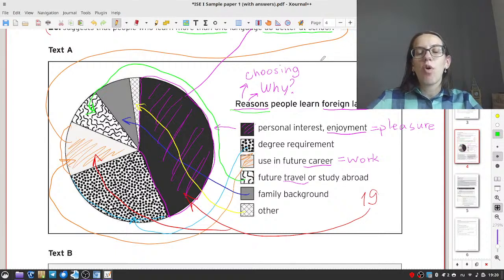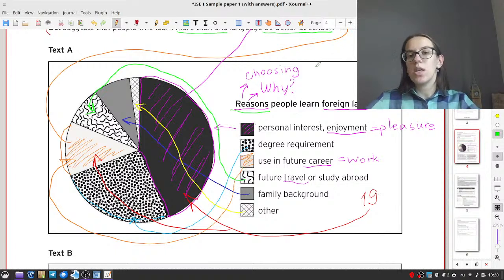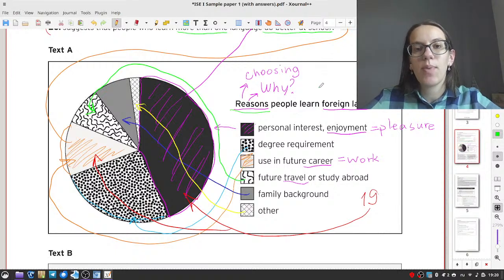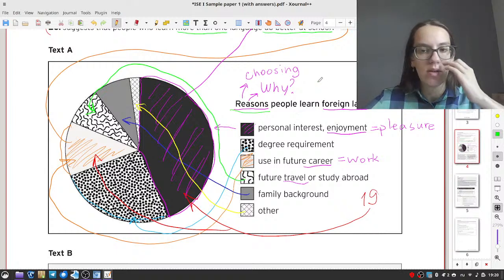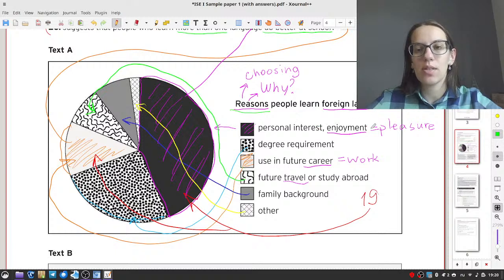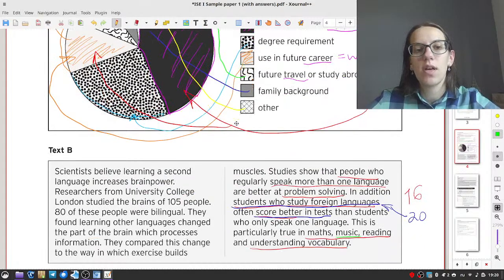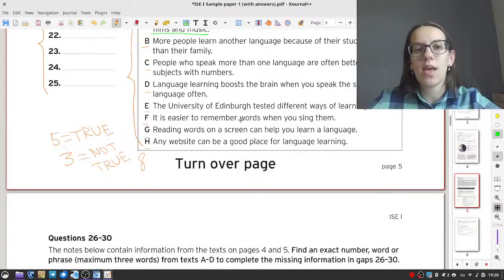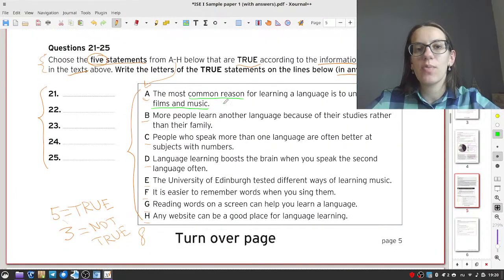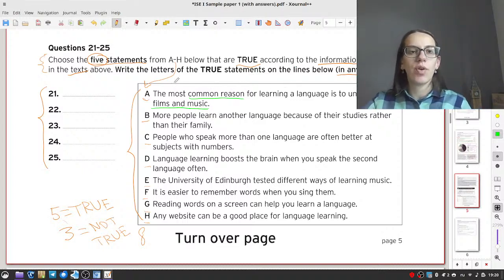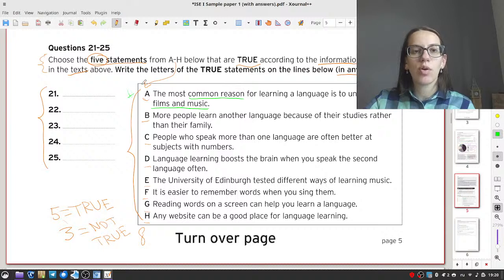Now, what is the most common reason? Most common means that the biggest number of people choose this reason, have this reason for learning languages. So what is the biggest part of this pie chart? Well, this is personal interest or enjoyment, pleasure, personal interest and enjoyment. This is the biggest part. And the statement says to understand films and music. So is it true? Well, it doesn't look like it's true, but maybe you're not sure.